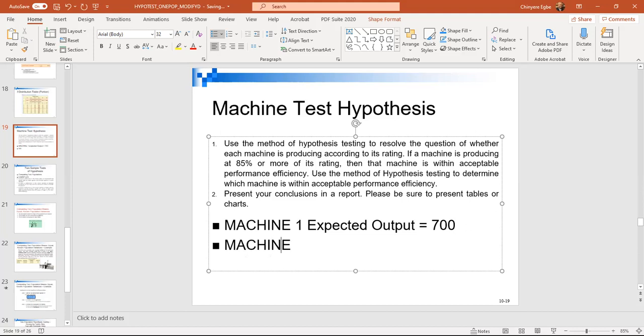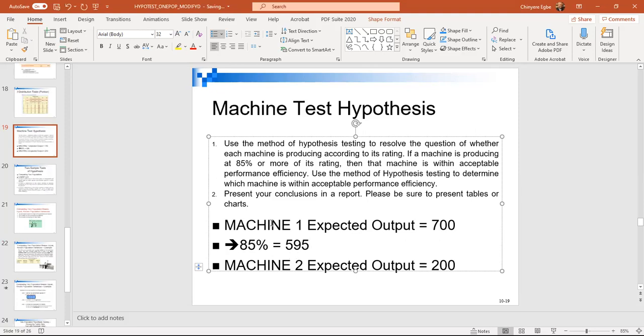Then machine two, expected output, what was that, 200 units? Okay, that is the expected output. Now, using this information, what is 85%? 85% of output is equal to 595 units. So now that is what you're going to be testing for. You're going to be testing for 595 units.